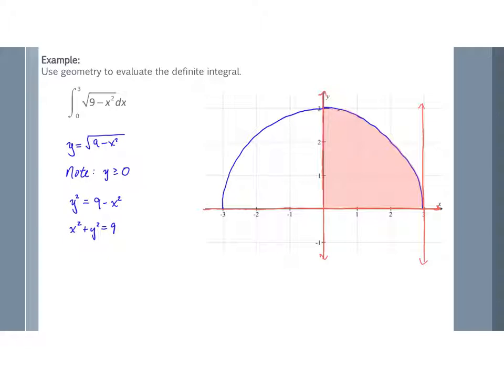So the area of the whole circle, we know, is given by the formula A equals pi r squared. So we only need a fourth of that. So the integral from 0 to 3 of the square root of 9 minus x squared dx is going to be, in this case, 1/4 of pi times the radius squared. So we get 9 pi over 4.